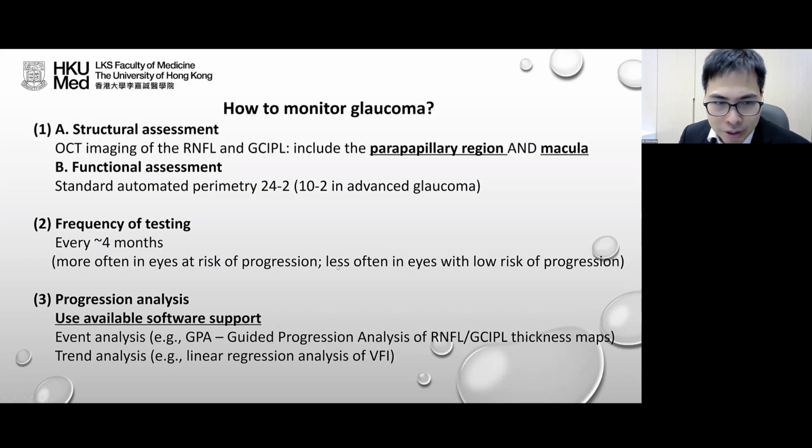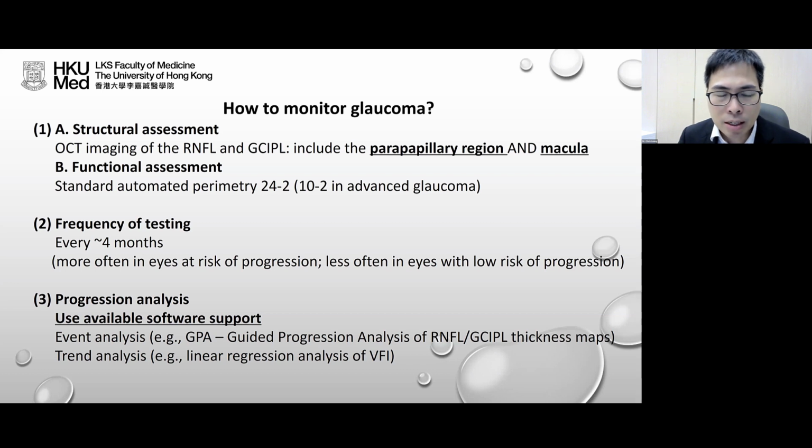These are the key points. For evaluation of glaucoma, we need structural assessment. And typically we rely on the OCT imaging. And again, we look at RNFL and GCIPL. And again, we need wide field, including both the peripapillary region and the macula. It is the structural assessment of the optic nerve.